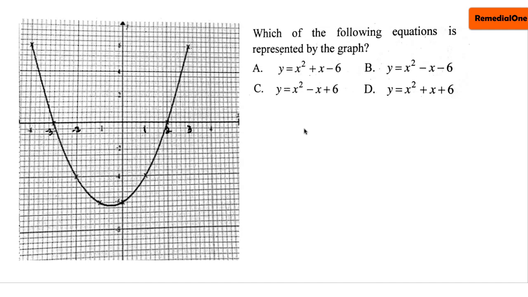The first question, which happens to be multiple choice, the same idea can be used to solve the theory questions too. We have the graph given and they want us to figure out what will be the equation that can mirror this graph here. We see that this is the x-intercept, and we know that the x-intercepts, which are here and here, are the solutions. These are the roots of the equation.